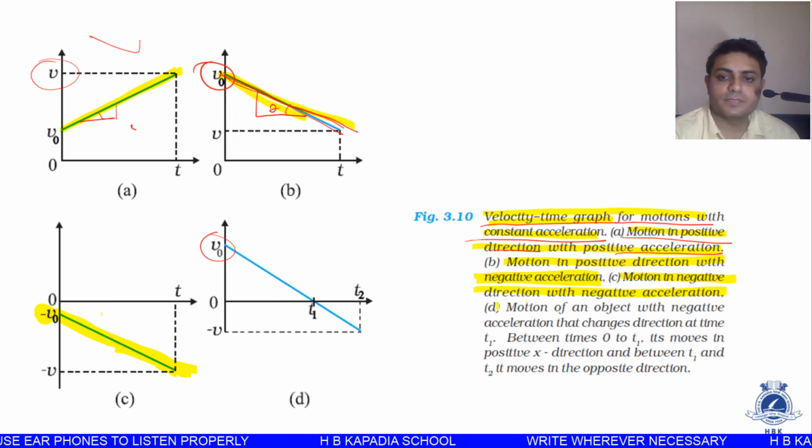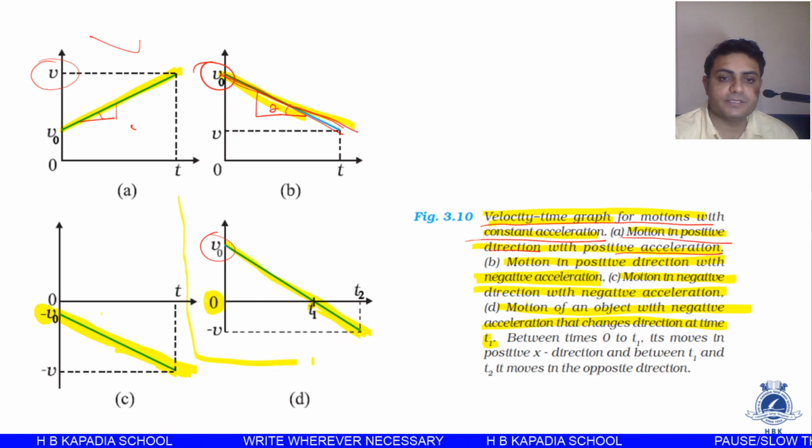D part, motion of an object with negative acceleration. See, in this case the acceleration of course is negative, that changes direction at time t1. At time t1, see, the velocity becomes 0. When the velocity becomes 0 and when it is moving in the opposite direction, we can say it has changed its direction.